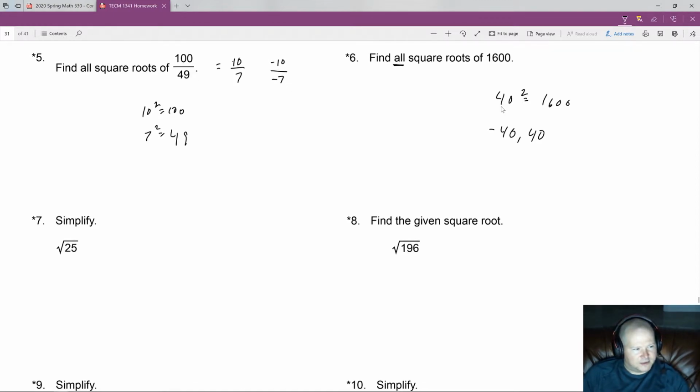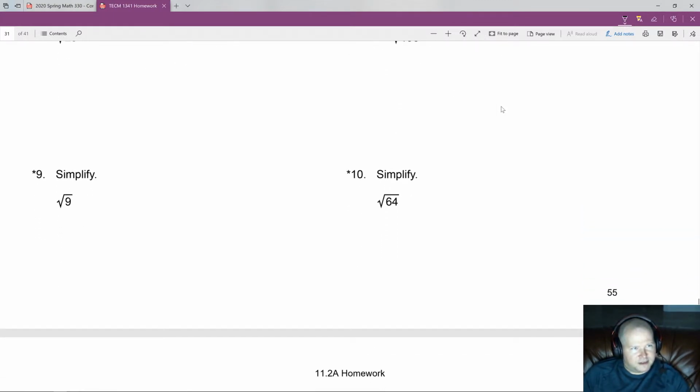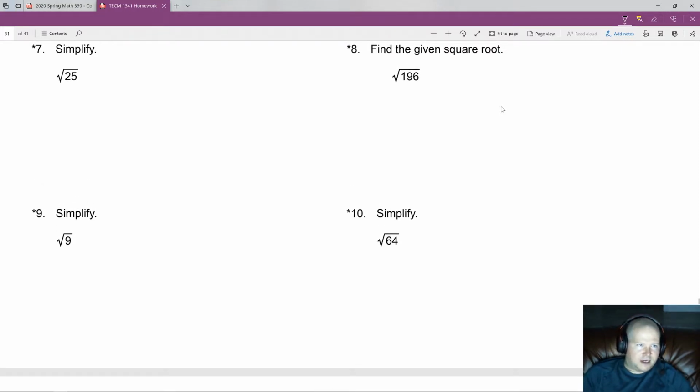So now we want to simplify square root of 25. Now technically, that symbol right there is the principal, or the prime square root, which is basically positive, right? So principal square root is the positive one. So this symbol right here only wants you to include the positive square root, which is just a 5. 5 times 5 is 25, therefore the square root of 25 is just a 5.